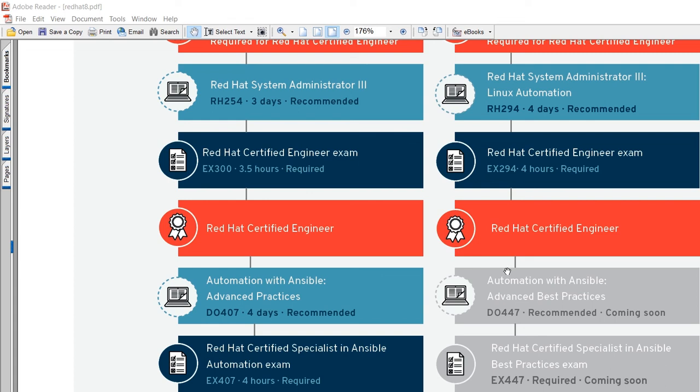So this is the basic information about the certification of RHEL 8 and the certification of RHEL 7.